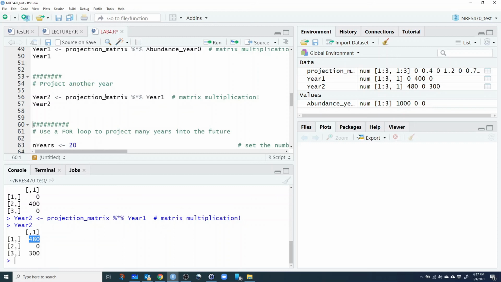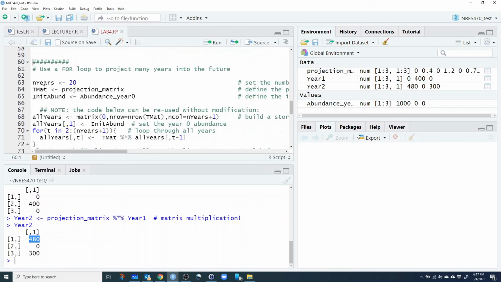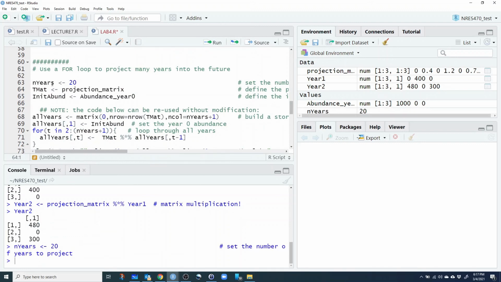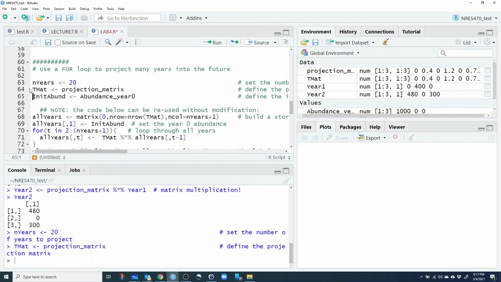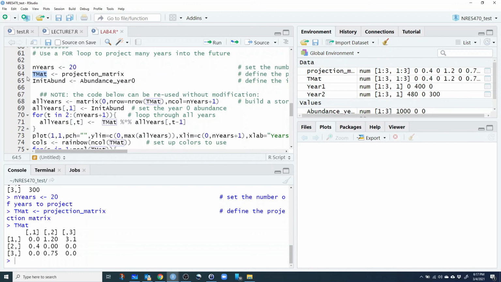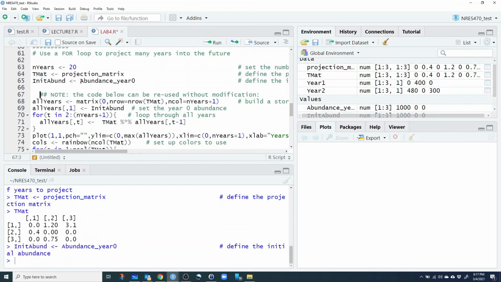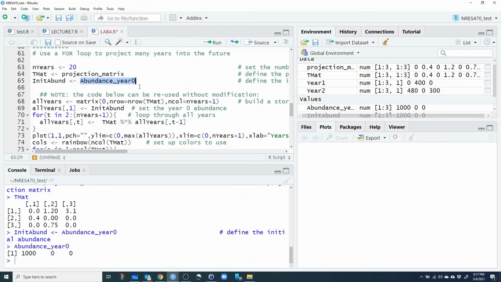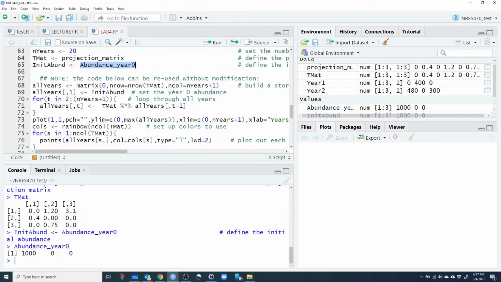And we can do that over and over again, but if you're going to do something over and over again, you should probably use a for loop. So here we set the number of years we want to run. Of course, now I'm just redefining this projection matrix as this easier to write out term TMAT for transition matrix, all right? And we specify the initial abundance is equal to the same initial abundances we had originally.